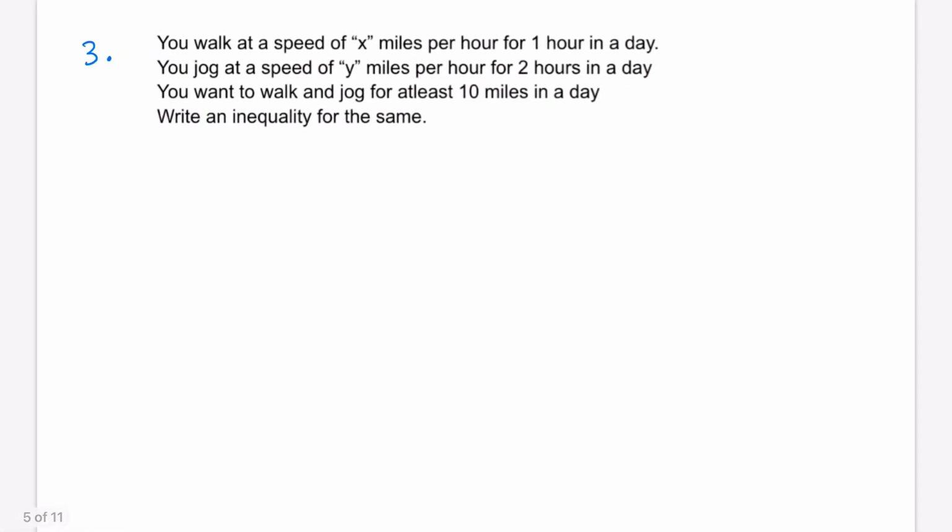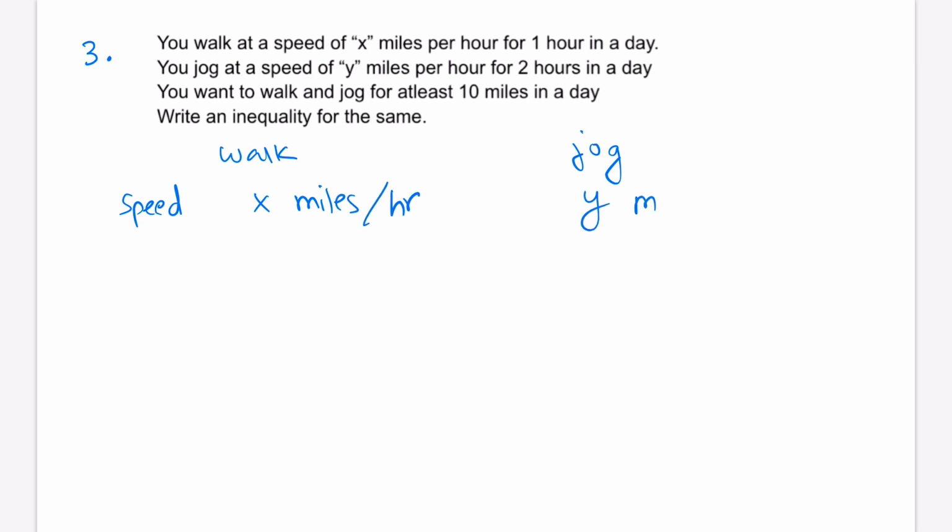Alright folks, next problem. You walk at a speed of x miles per hour. Excuse me, this is jogging, not running. This is a jogging problem. You walk, you jog. You walk at the speed of x miles per hour and you jog at the speed of y miles per hour, and the time you spend for walking is 1 hour a day, and the time you jog is 2 hours a day.